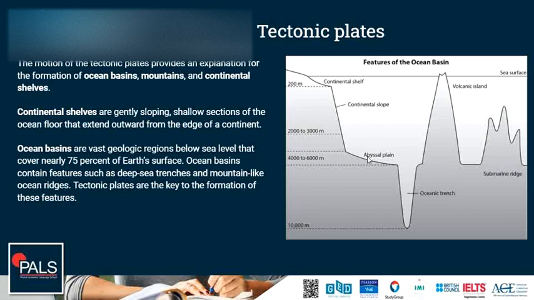Ocean basins are vast geologic regions below the sea level that cover nearly 75% of Earth's surface. Ocean basins contain features such as deep-sea trenches and mountain-like ocean ridges. Tectonic plates are the key to the formation of these features.